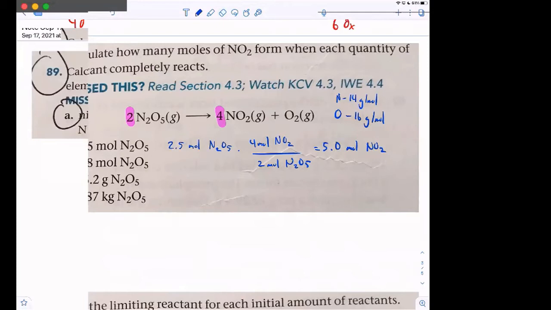Okay, so the next one's going to be a little bit more complicated. So I'll do it down here. So we're going to have 15.2 grams N2O5. And do the formula, the molecular weight of N2O5. So you're going to have 2 times 14 for nitrogen plus 5 times 16 for oxygen. What is that?